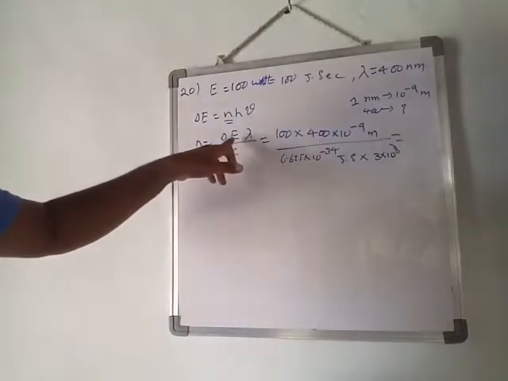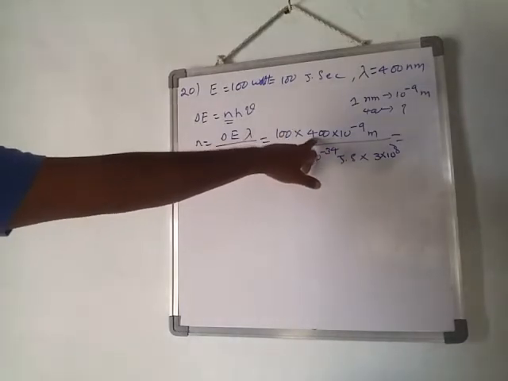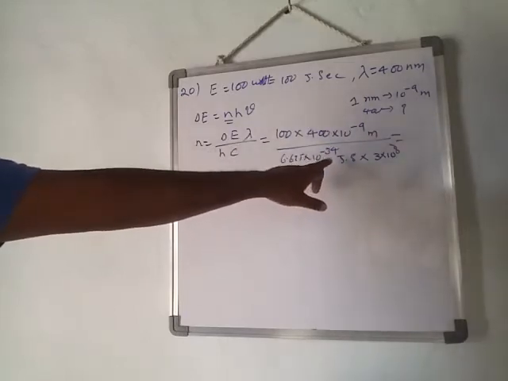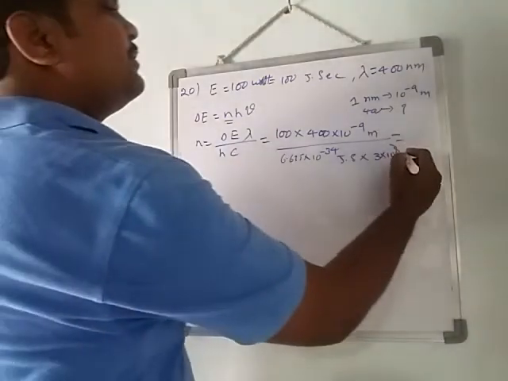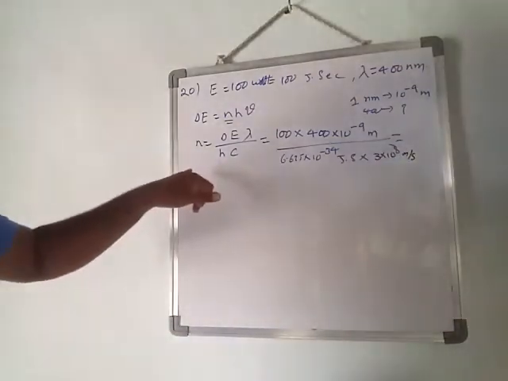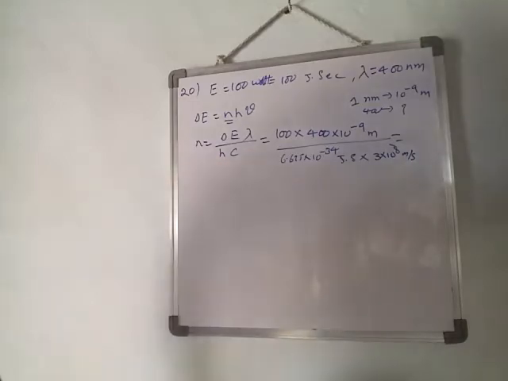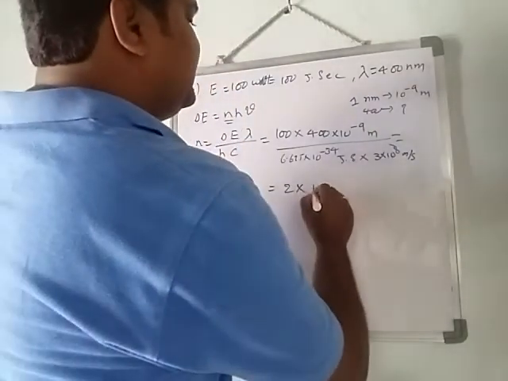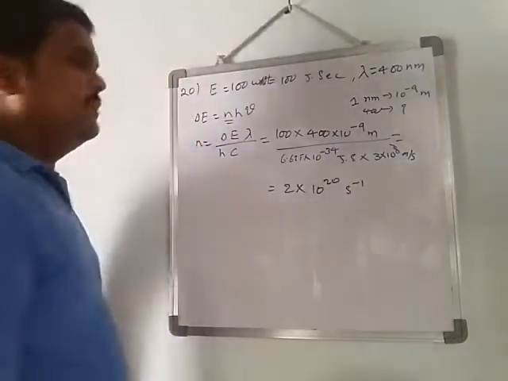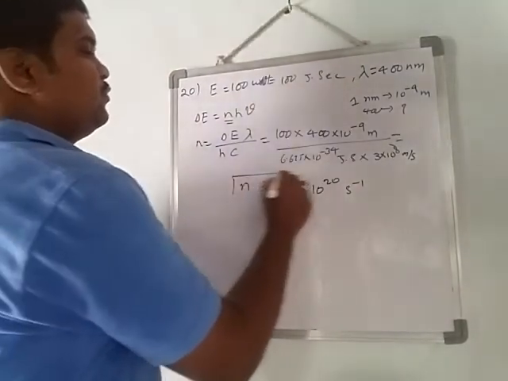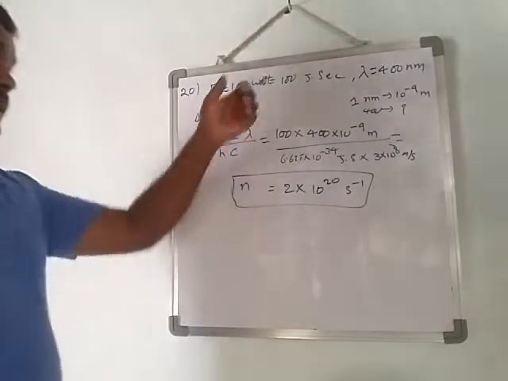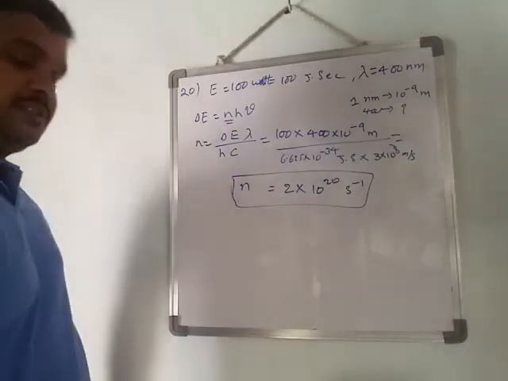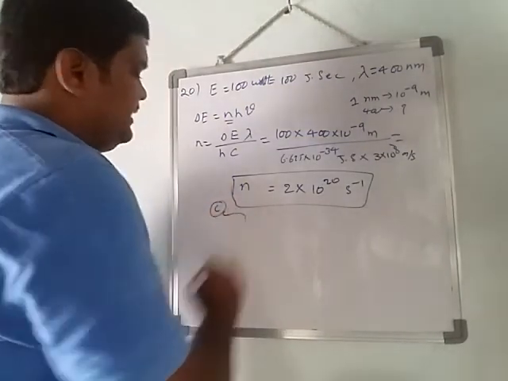Is it clear? So delta E is 100, there is 400 into 10 to the power of minus 9, that is the wavelength, 6.625 into 10 to the power of minus 34 is the h value, and 3 into 10 to the power of 8 meter per second. Is it clear? If you do this calculation, you may get a value of nearly 2 into 10 to the power of 20 per second. This is the number of photons emitted by that 100 watts of energy, with wavelength 400 nanometers. So option C is correct.